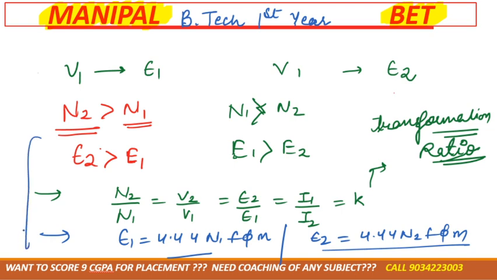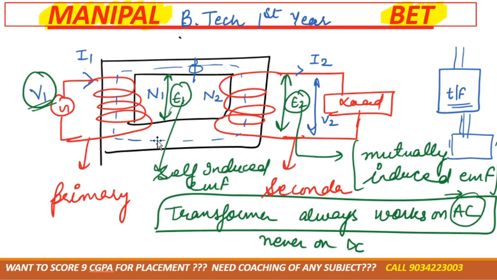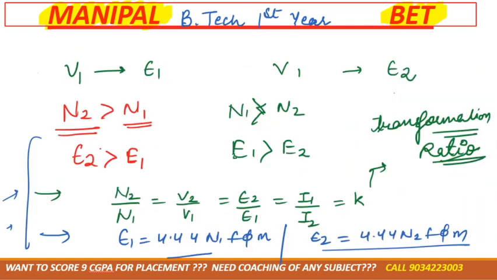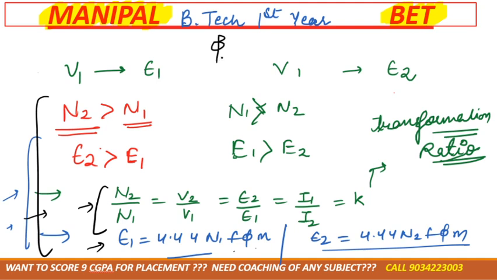Maybe they'll give you a numerical based on this. If they give you a numerical, it would be these formulas only. One is E1 equal to 4.44 f N1 phi m, and the other for the secondary. What is phi m? Phi m is the maximum flux. Phi is basically flux and m stands for maximum.